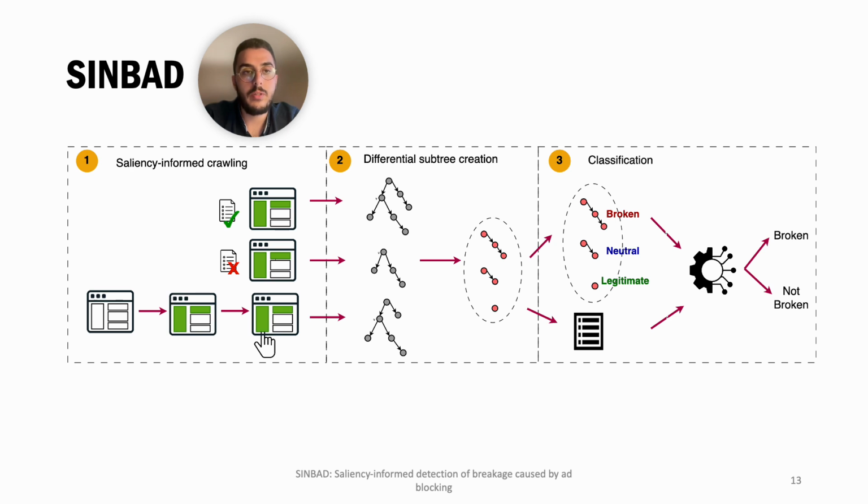SINBAD is a 3-part process. It starts by crawling the web page multiple times, and then we extract representations from these comparisons, which we then turn into features that we use to feed a classifier that detects whether a certain section is broken or not. And finally, we use a page level heuristic to give a label for the full page.